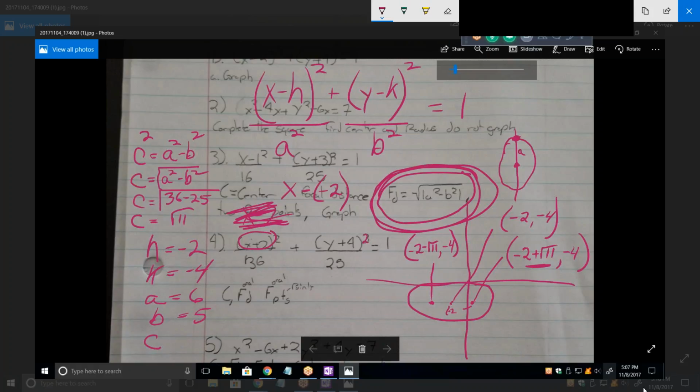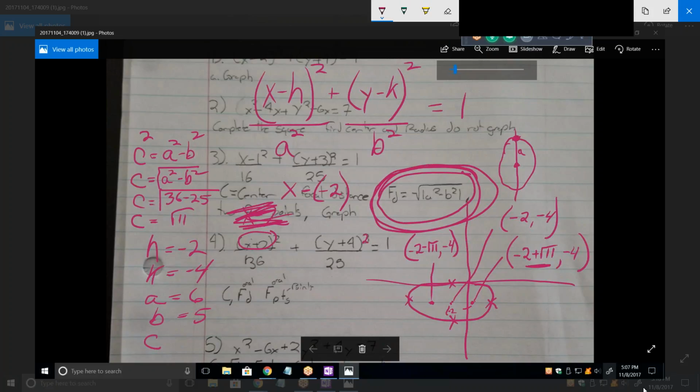and the focal distance. Now, they didn't ask you about the vertexes. There's a vertex there, there's a vertex there, there's a vertex there, and there's a vertex there. If I truly wanted to know everything there was about this ellipse, I would want those 4 points also. Particularly if I'm graphing it.